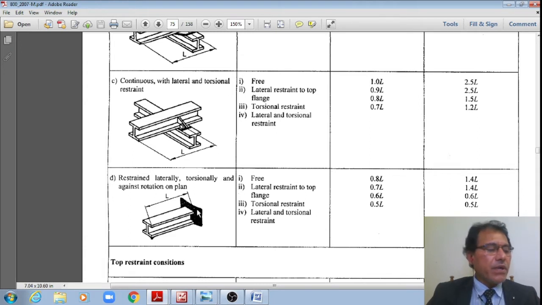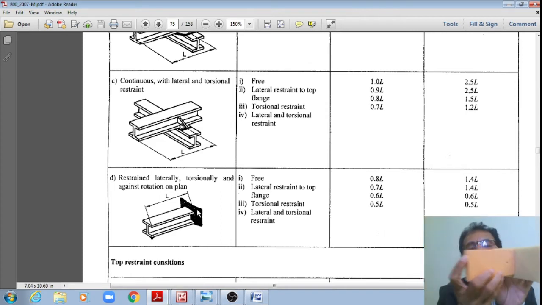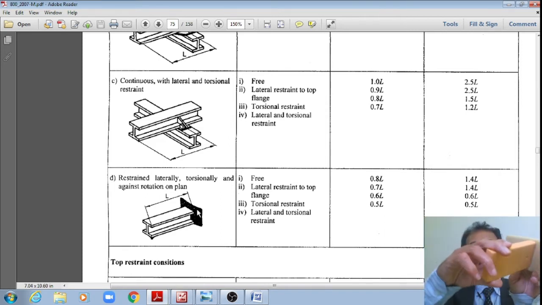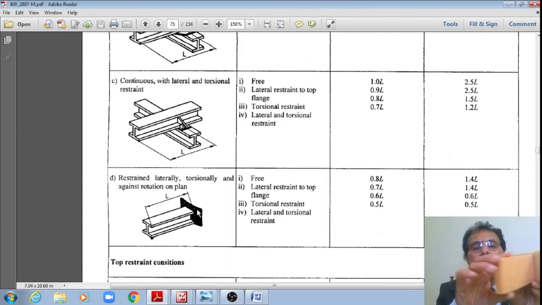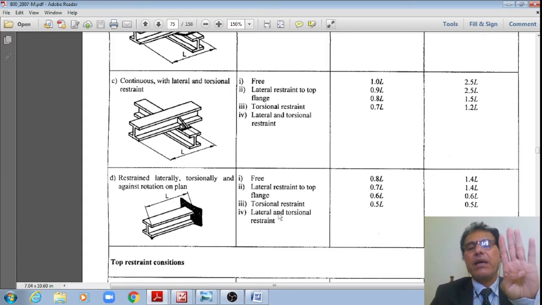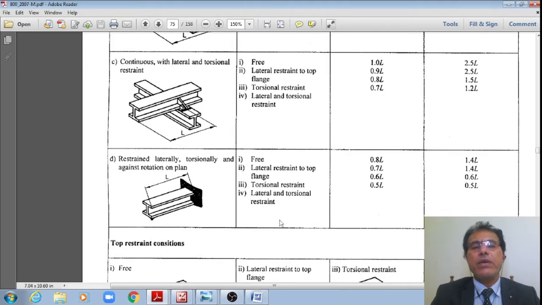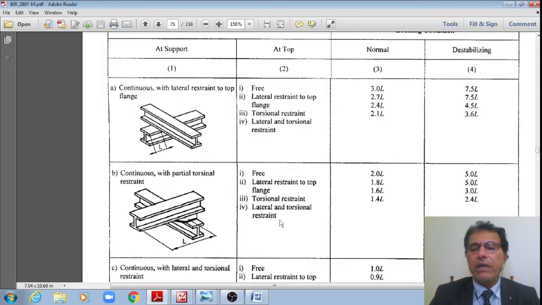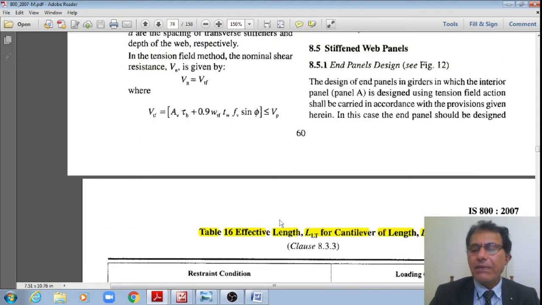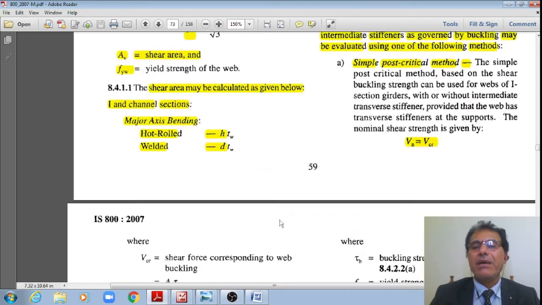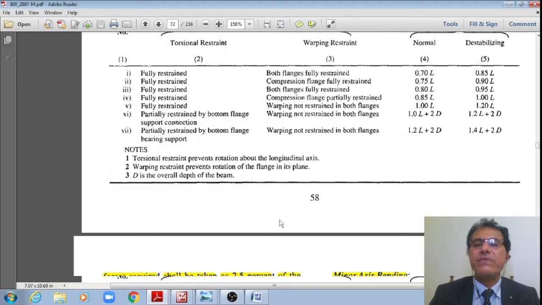And the last one is restraint laterally, torsionally, and against rotation in plan. It means if it is totally welded, this I section is totally welded at the end, obviously it can neither rotate nor move laterally. Therefore in such a case, free 0.8L, lateral restraint at the top flange 0.7L, torsional restraint 0.6L, lateral and torsional restraint 0.5L only, right? That is how the effective lengths of the cantilever beams are discussed as per the codal specification, right?